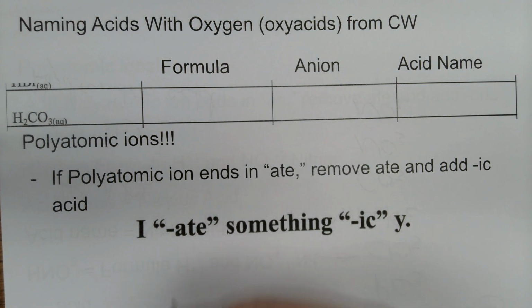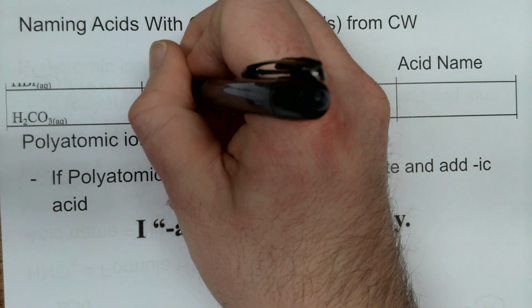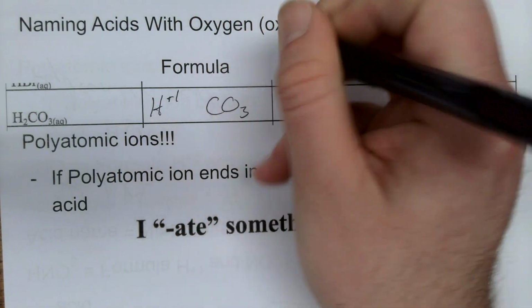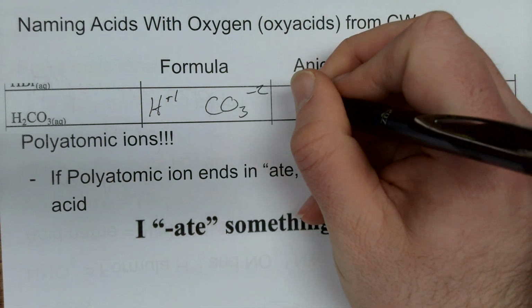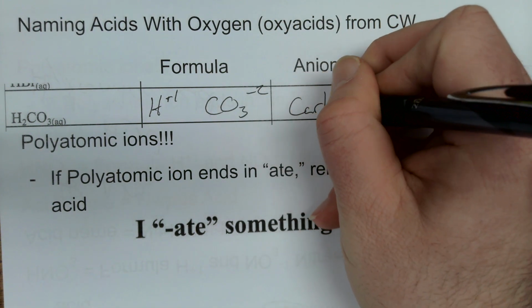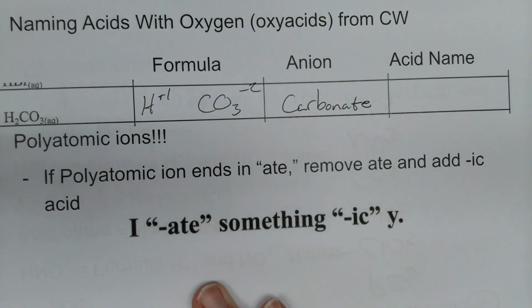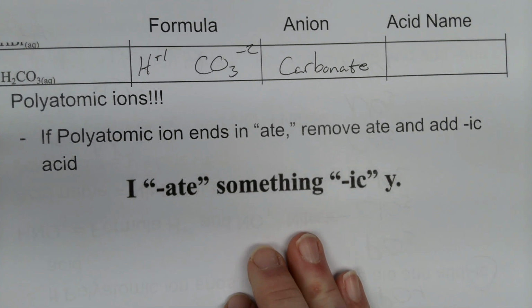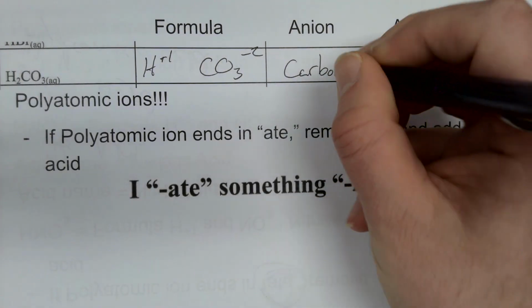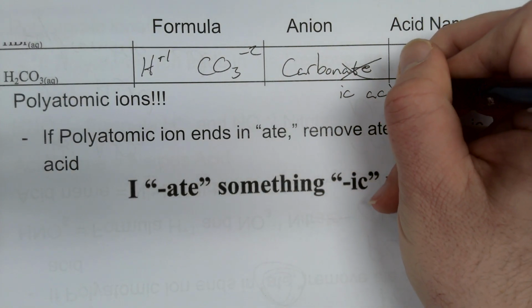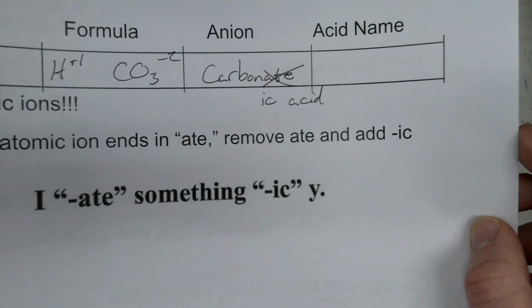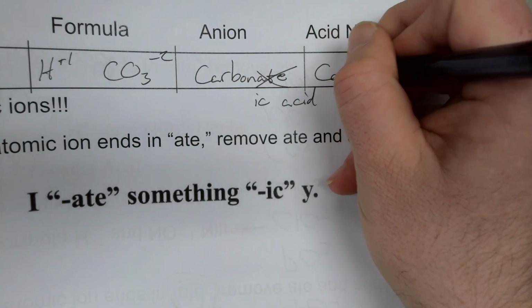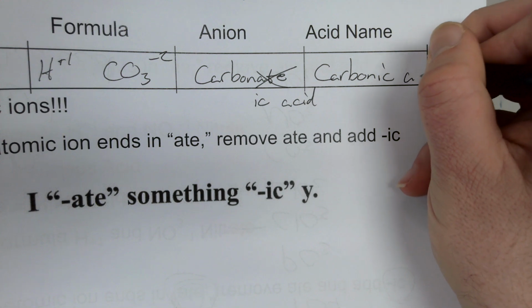What is the polyatomic ion that I have here? Carbonate. So my anion is carbonate. We all agree with this, yes? Now, to get the name, I have to cut off the ate and add ic acid, making it carbonic acid.